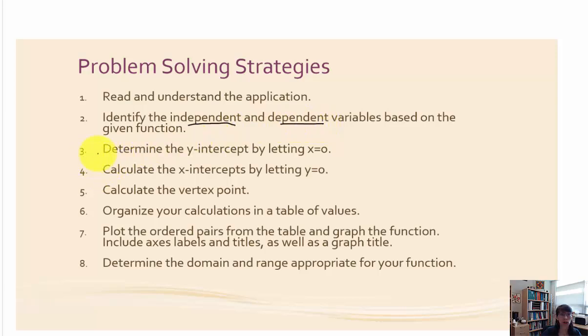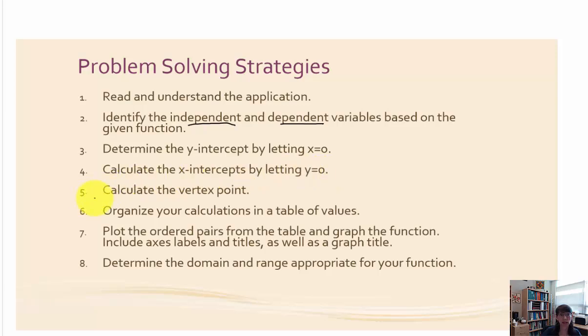Step 3, determine the y-intercept by letting x equal 0. That's important to us because it will generate an ordered pair for us to plot on the graph. In step 4, we're going to calculate the x-intercept by letting the y value equal 0. Again, that's going to generate possibly two ordered pairs for us on our graph.